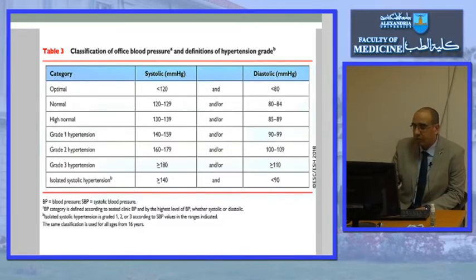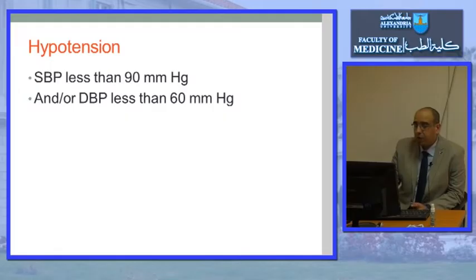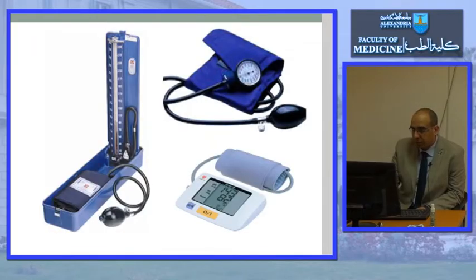Isolated systolic hypertension is defined as systolic blood pressure 140 or more and diastolic less than 90. There are variations between guidelines regarding the definition of hypertension, but most of them define hypertension as systolic blood pressure 140 or more and diastolic 90 or more. Hypotension is defined when systolic blood pressure is less than 90 millimeter mercury and or diastolic less than 60 millimeter mercury. There are various devices to measure blood pressure, including the sphygmomanometer using mercury, and automated devices.